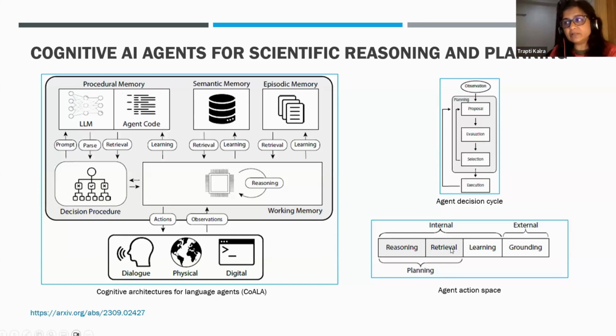So reasoning and retrieval are the internal mechanisms which help in planning, and learning and grounding. Grounding is external: all the data that you're getting grounded from the external world, right? And that and learning all work together as an agent action space within which the agent acts. So this is a kind of cognitive architecture, and there is a paper which talks about potential ways of implementing such an architecture and discusses the different patterns around it to result in more intelligence.